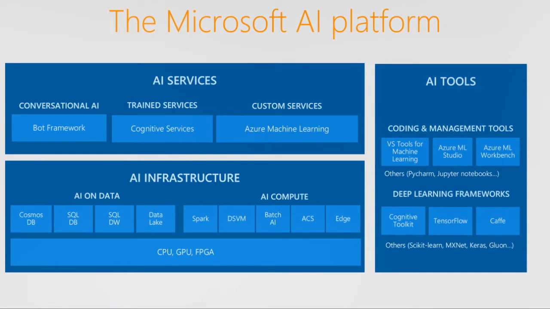Okay, so the Microsoft AI platform. Probably a lot of people have seen this slide and recognize it from the keynote. It's really a set of services and capabilities that we offer across Azure. So you've got components of our AI service framework, AI tools, coding management tools, capabilities with deep learning frameworks like CNTK, TensorFlow, as well as the Azure infrastructure that supports the capabilities and provides the real power that makes the AI and the cognitive services work.